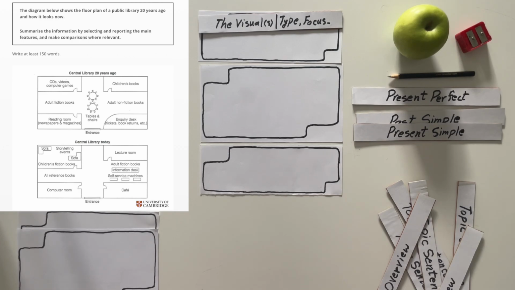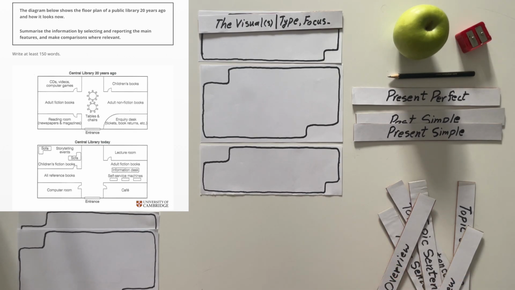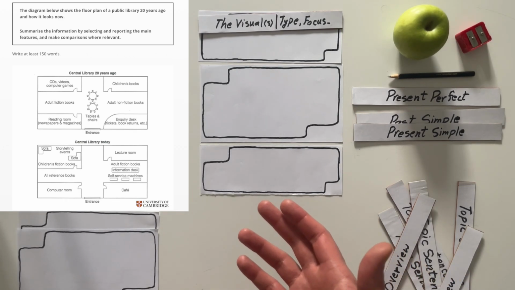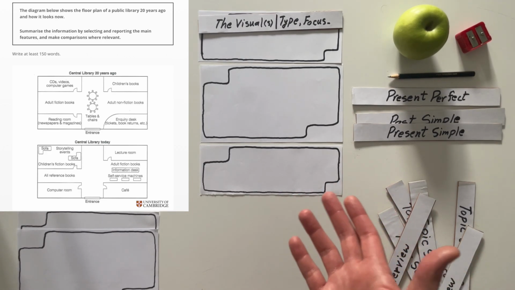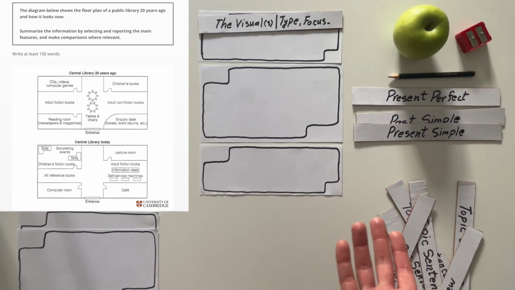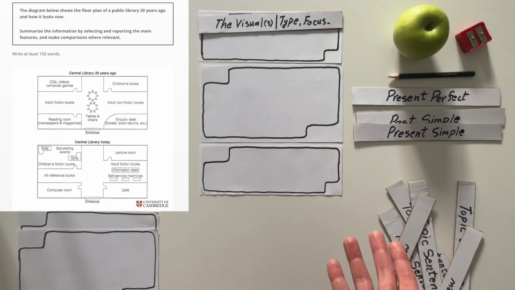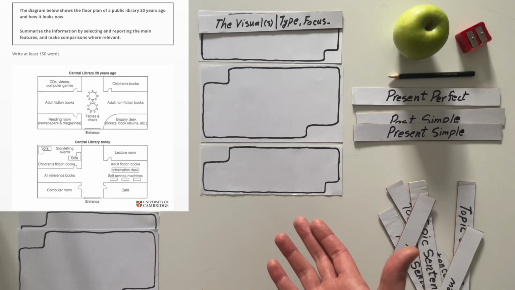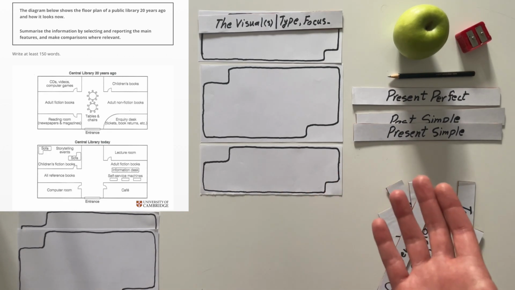Good. Are there any limiting factors? Do we know the place? We know it's a central library. It's a floor plan of a public library, but we don't know which city and we don't know which country. So that information is not given. What about time? That was place. How about time? Yes, time is given: 20 years ago and now. So basically, we need to report the changes in data.